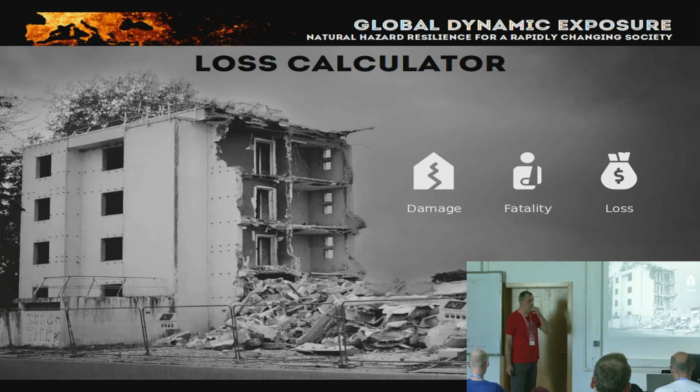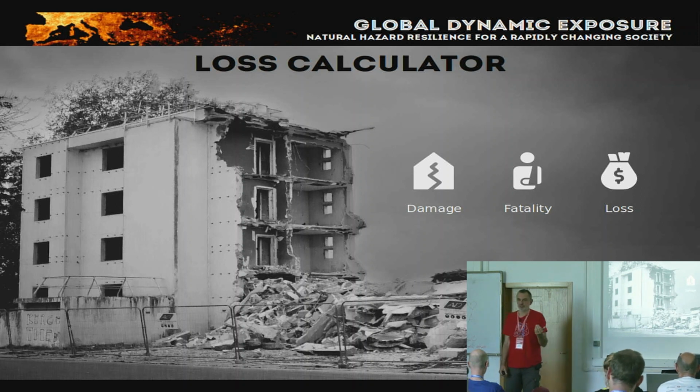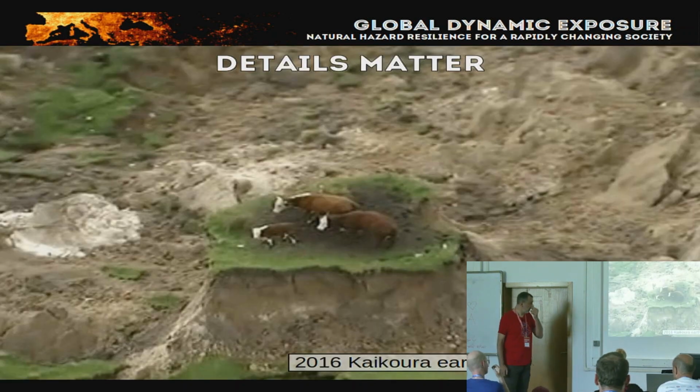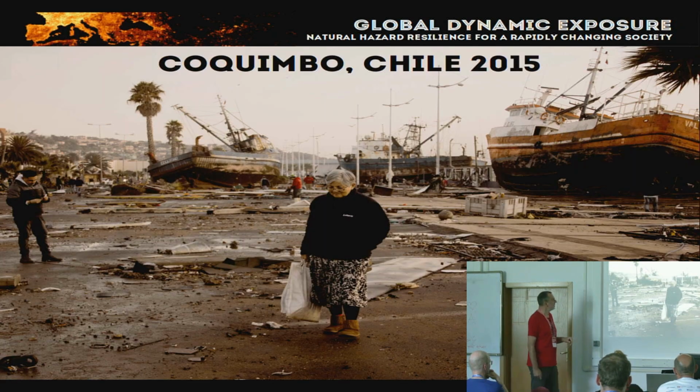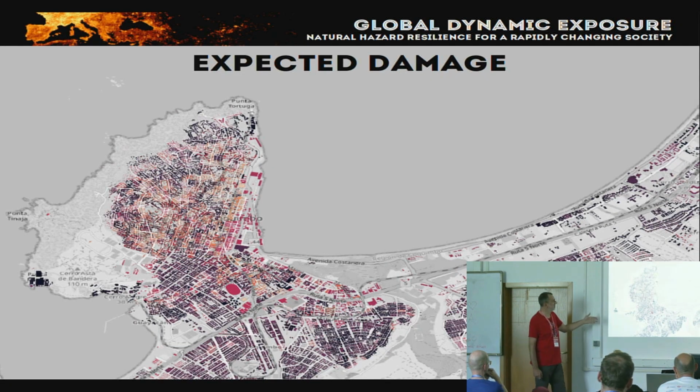The process then is to use a loss calculation and then compute damage, fatality, or losses for every building separately. Now you could wonder, is this level of detail really necessary? And it really depends on who you are and where you are. For these cows here in Kaikoura, it was very important. They were at the right place at the wrong time. But also humans are affected by this. So here's an example of the Coquimbo earthquake in Chile, 2015. That earthquake was a subduction zone earthquake away from the city. So the city was first hit by an earthquake.